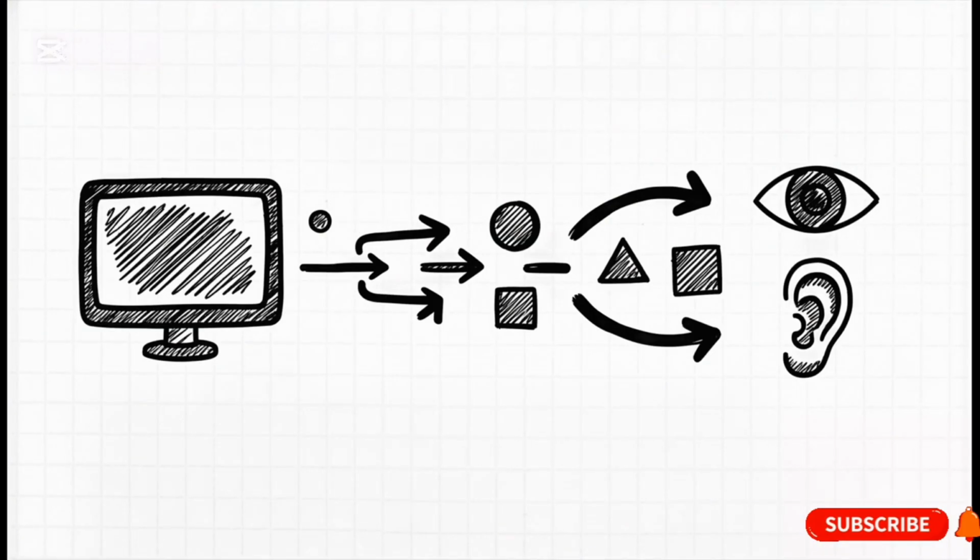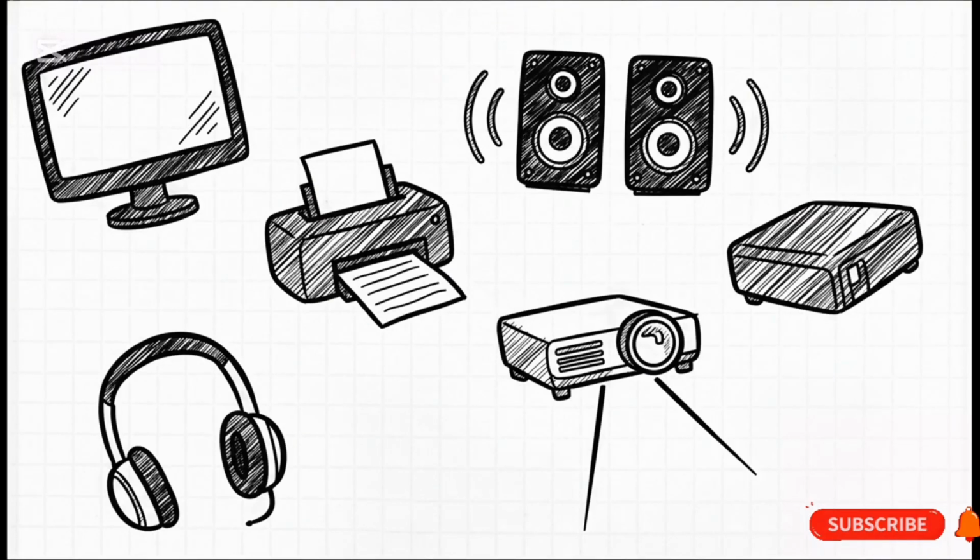And of course, on the flip side of that, you've got your output devices. These are the pieces that take all that processed information and show it to us in a way we can actually see, hear, and understand. This is everything from the images on your monitor to the paper coming out of your printer or the music coming through your speakers. It's basically the computer talking back to us.